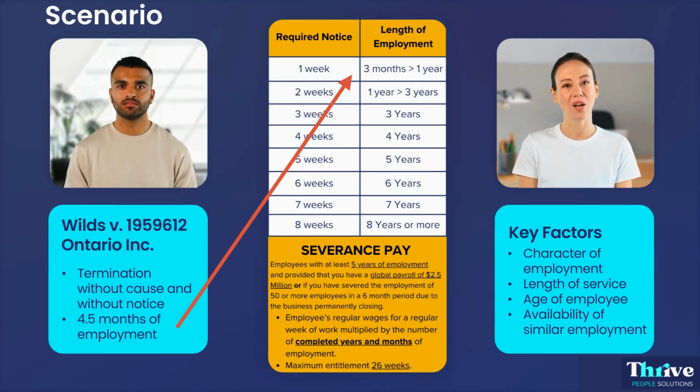In the case of Wilds, she worked as an executive assistant, was employed for 4.5 months, was 52 years old, and dismissed during the COVID-19 pandemic. She had a grade 13 diploma and was employed in various administrative positions over the years. While the pandemic did not play a factor in the decision, the ruling was based on all things considered, including her age and what would be considered a reasonable notice in securing alternate employment.